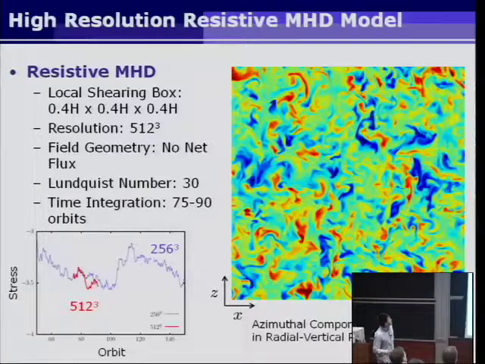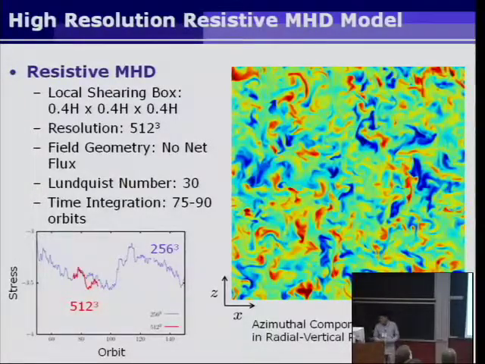The model parameters here: this is a resistive MHD case. The box size and the resolution is 512 cubed. The field geometry is a no net flux case in any direction, and the Lundquist number is about 30. The time integration is only 15 orbits, because in order to avoid the initial linear phase, the initial condition of this high resolution case is a copy of the lower resolution case.